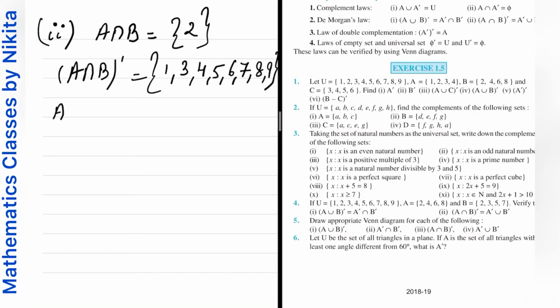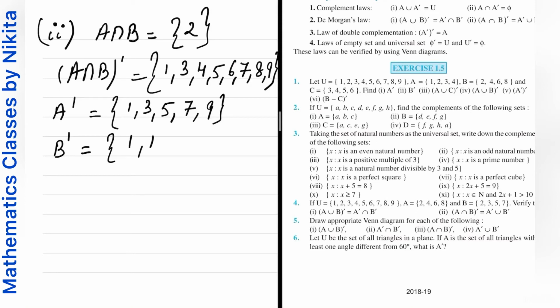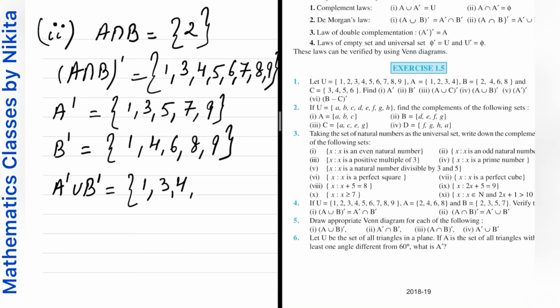Now let's find what is A complement. Now A complement will be 1, 3, 5, 7 and 9. And what is B complement? B complement is 1, 4, 6, 8 and 9. Now next take the union of these two. A complement union B complement. So it will be 1, 3, 4, 5, 6, 7, 8 and 9.